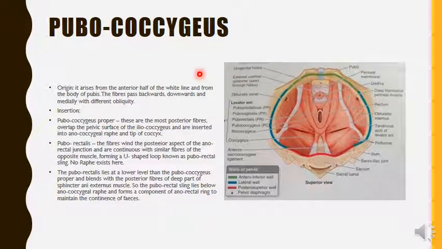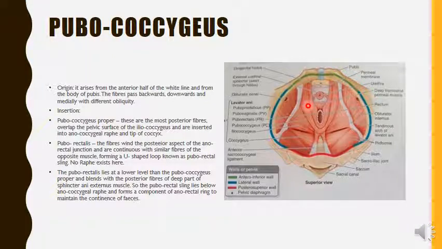Then pubococcygeus. So the origin of the pubococcygeus is that it arises from the anterior half of the white line. So this is the white line, right? This is the posterior half, which is giving origin to the iliococcygeus, which we have already seen. And this one is the anterior half of the white line, which is giving origin to the pubococcygeus. This is the pubococcygeus muscle.